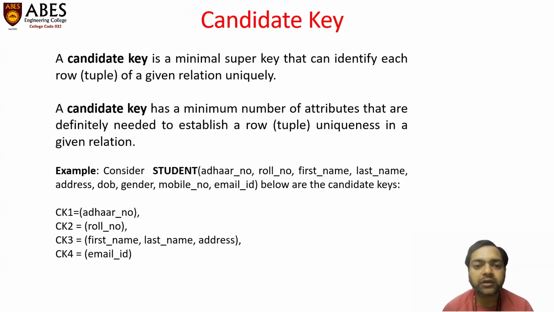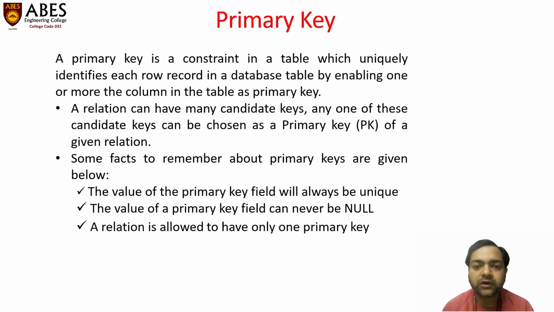We can have multiple super keys, we can have multiple candidate keys, but we can have only at max one primary key. So among these candidate keys, we can choose any one as the primary key for our relation. Now we have some facts to remember about the primary key, which are given below here. As we know, the value of a primary key field will always be unique. It is the property of a primary key that we cannot have duplicate values in that particular column.